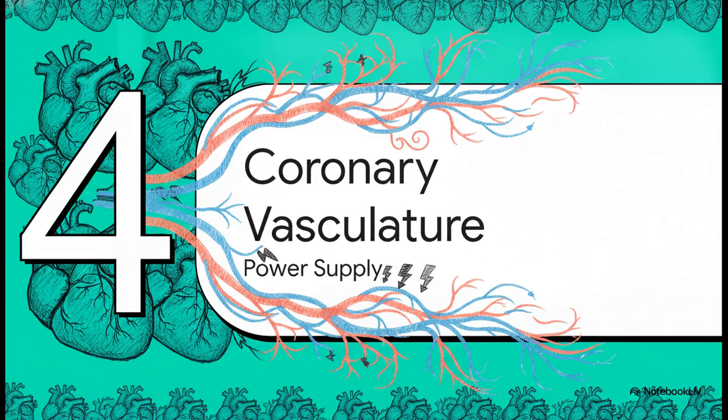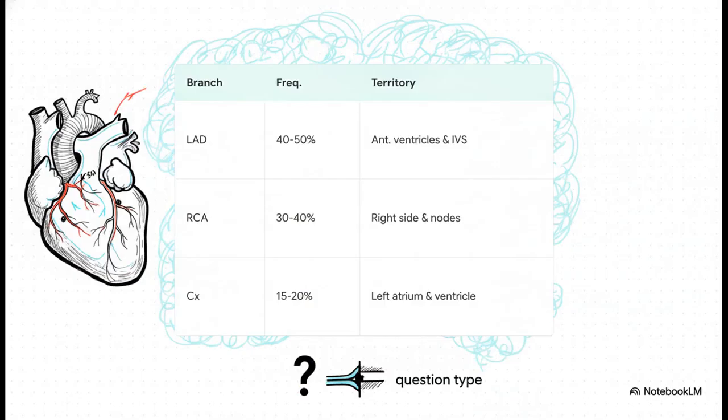Moving on to Section 4, the power supply, coronary vasculature. A pump working this hard continuously against high systemic resistance needs a massive, high-volume power supply. So let's talk about the coronary arteries and venous drainage. You really want to memorize these vascular territories. The myocardium is supplied by the right and left coronary arteries, which are the very first branches off the aorta. In an exam, mapping an occluded artery to a specific area of a myocardial infarction is virtually guaranteed.